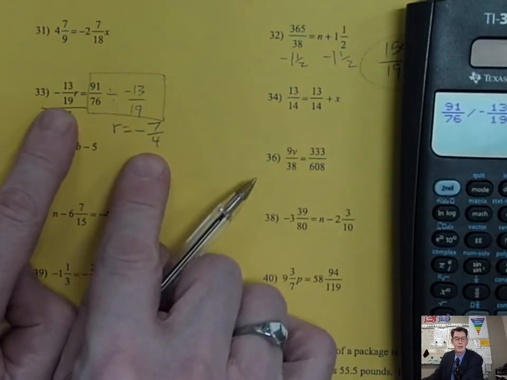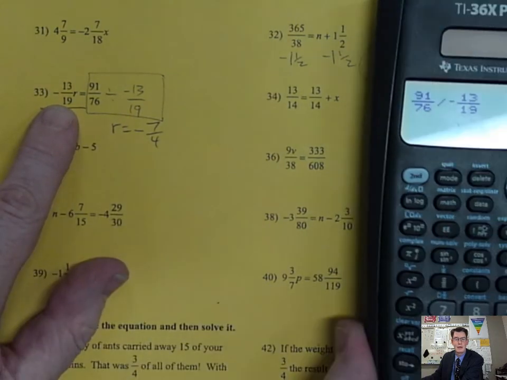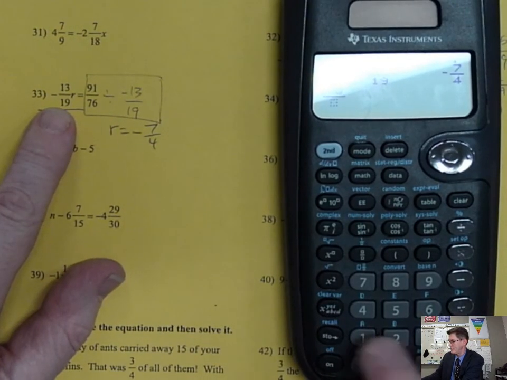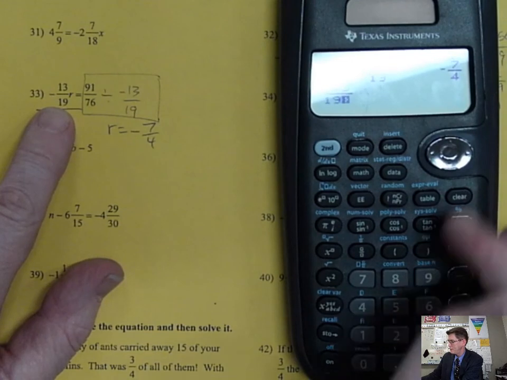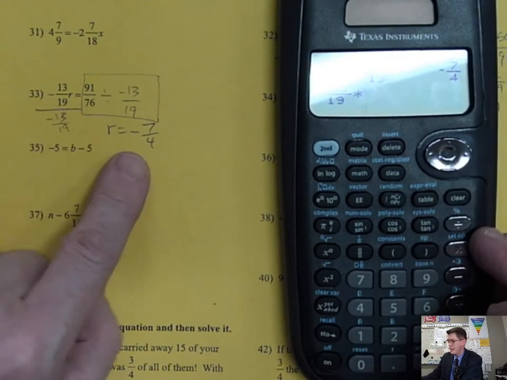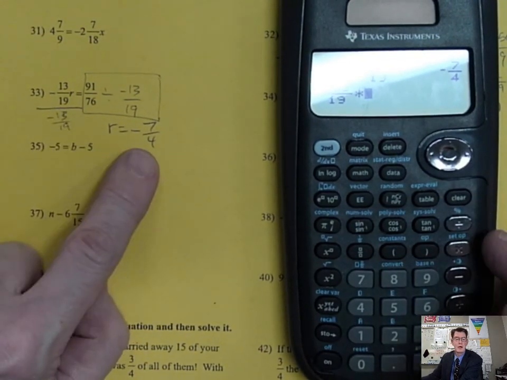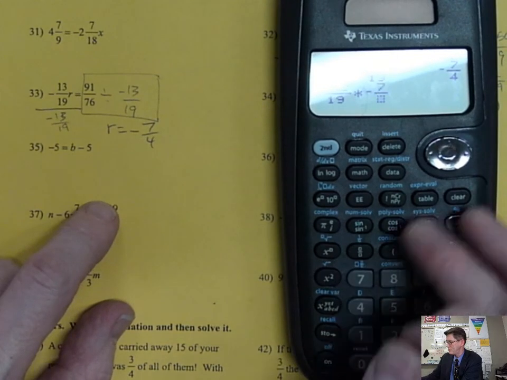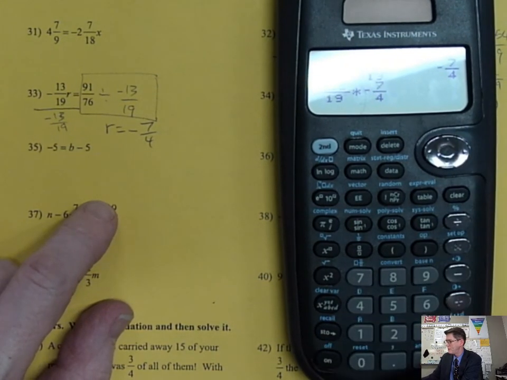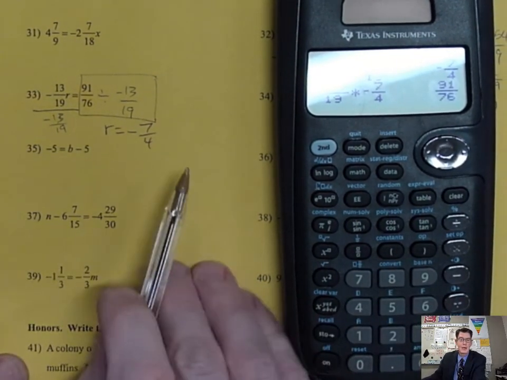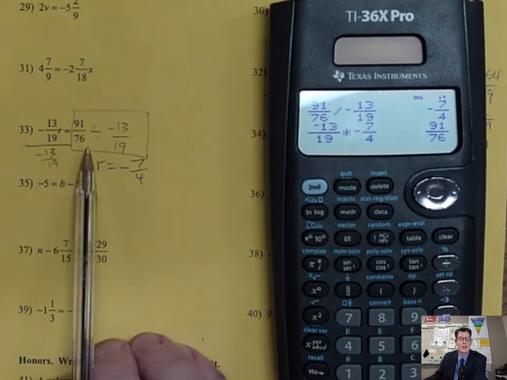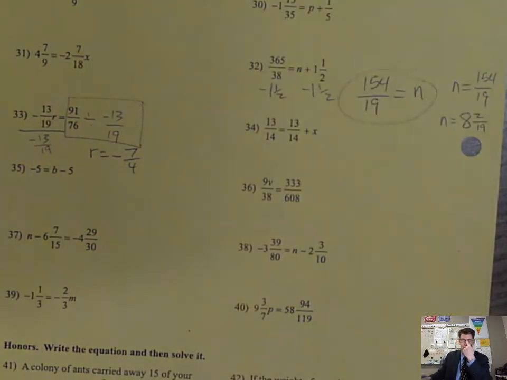And again, you can put it back in by multiplying it. Negative 13/19 times, that's the r, negative 7/4. 91/76. Yep, and that's what we have. So there's a few examples on this problem. The answers are there on the worksheet further down.